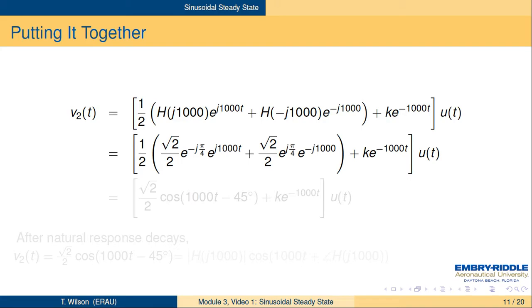You've got e to the j(1000t minus pi over 4) on the left, and e to the minus j(1000t minus pi over 4) on the right. And so that's something plus its conjugate, which is twice the real part. Excuse me, half the real part. The something plus its conjugate is twice the real part of the something. The something in this case is e to the jx, and the real part of that is cosine of x. The twice part kills off the half out front, and we get root 2 over 2 cosine of 1000t minus the angle, which is 45 degrees.